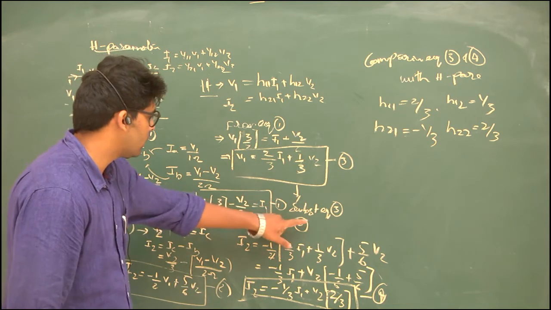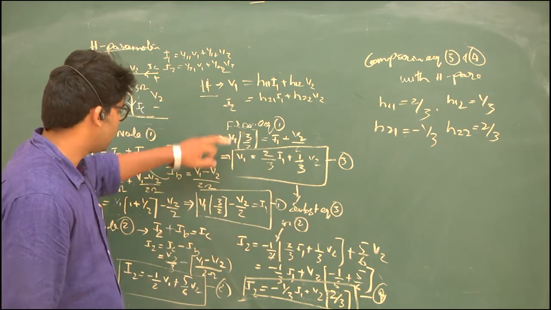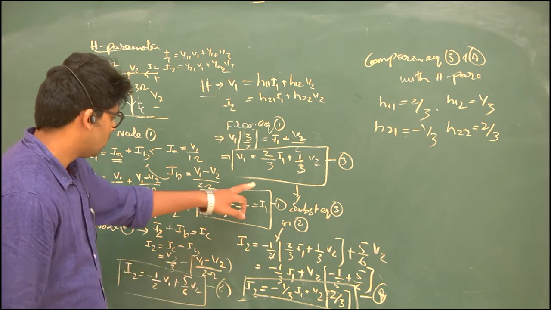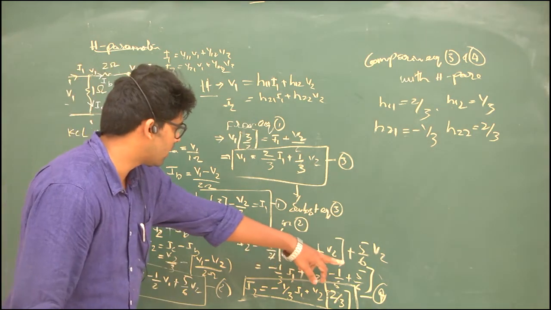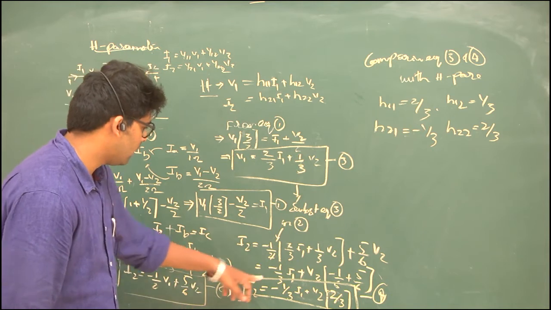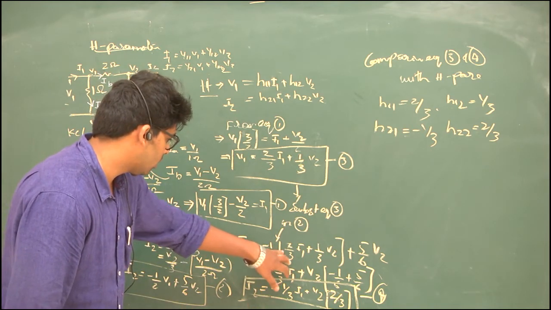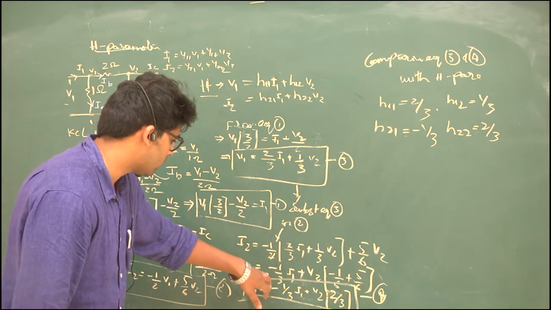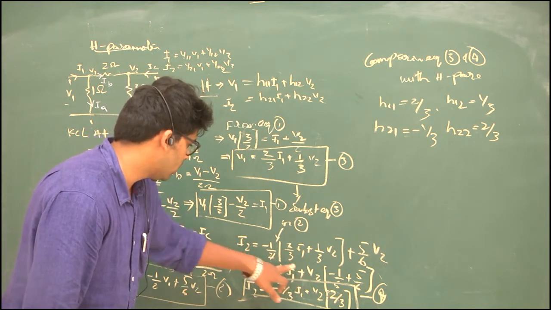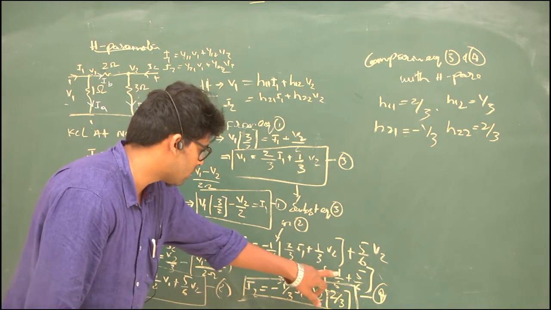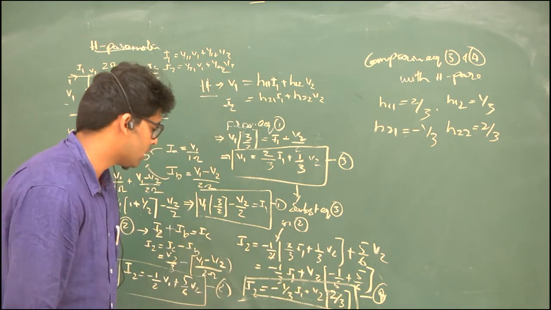Now substitute this equation 3 in this equation, so I2 equal to minus 1 by 2, 2 by 3 plus 1 by 2 is fine, and plus 5 by 6, and we need I1 form. So from this equation, minus 1 by 2 into 2 by 3, 2 to cancel, minus 1 by 3 we got, and V2 into minus 1 by 2 into 1 by 3, that is minus 1 by 6 plus 1 by 6, everything is fine.